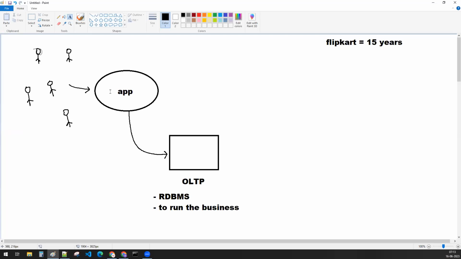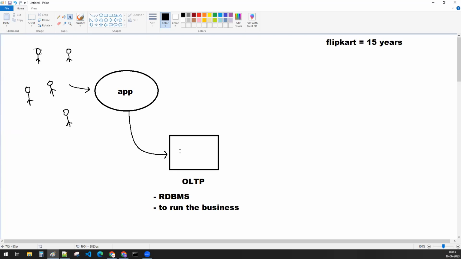So as soon as you create a product order, that order information goes to the OLTP system. There will be a product table, an order table, a customer table, a transaction table, a sales table.